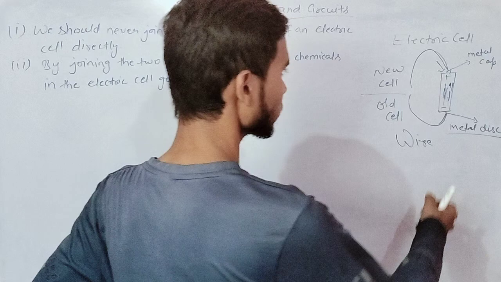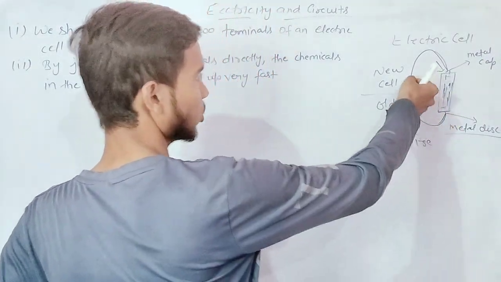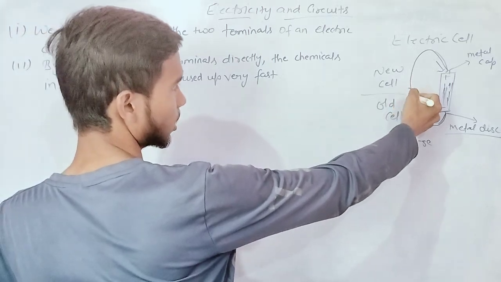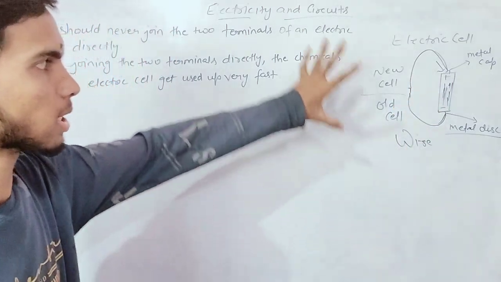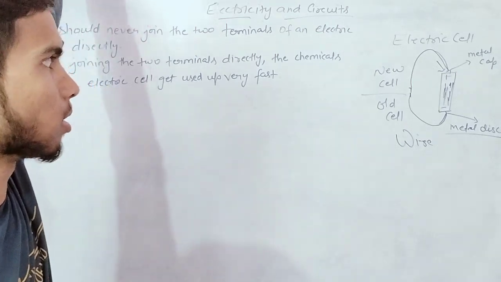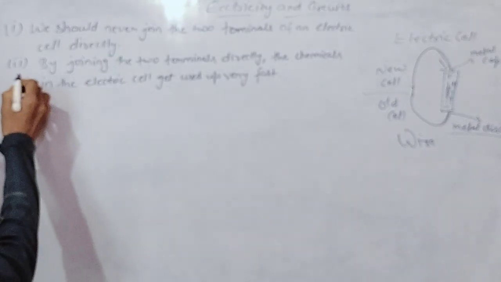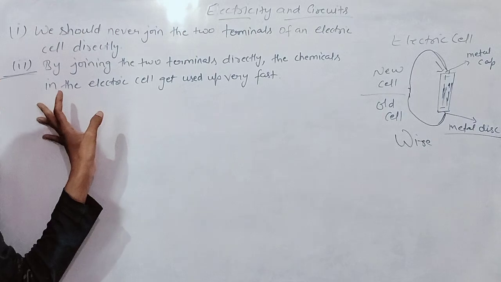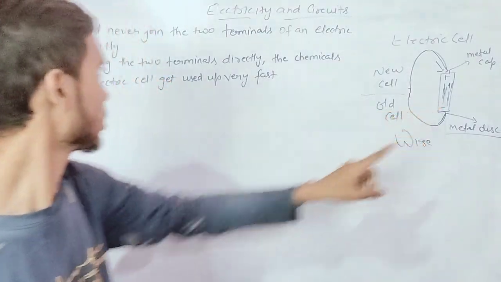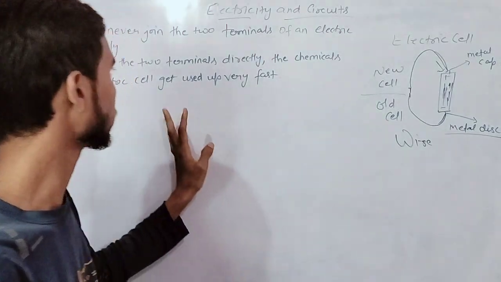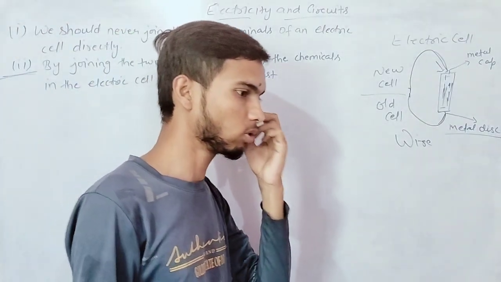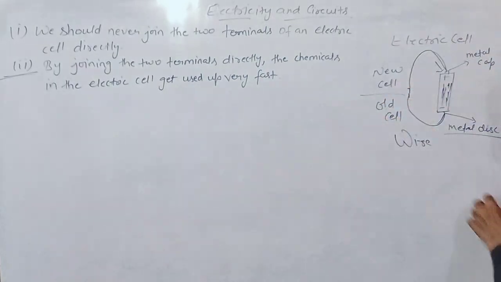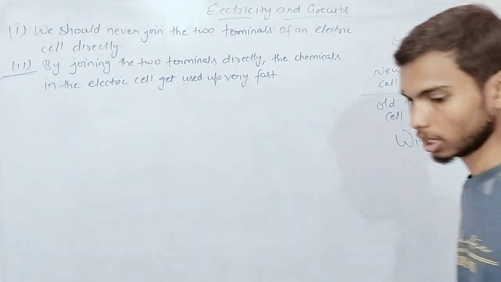Okay. Clear? Yes. If you join both the terminals like that, then this electric cell will not work. Second statement: by joining the two terminals directly, the chemicals in the electric cell get used up very fast. Yes, if you join two terminals like that, then the chemical storage will be wasted.